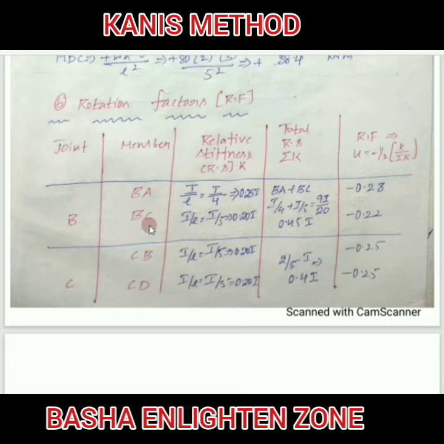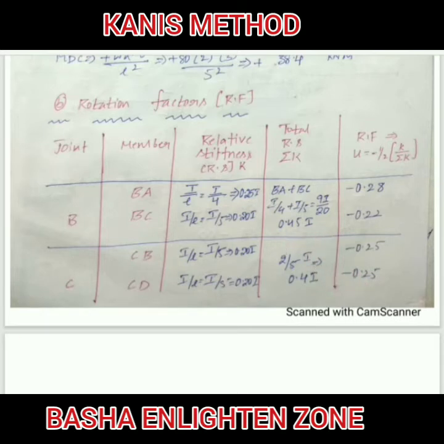Similarly, if I want to calculate BC, here I am taking the relative stiffness K equal to 0.20I and sigma K equal to 0.45I. Then you will get minus 0.22. Similarly, for joint C, K here will be 0.20 and sigma K equal to 0.4I. For calculating CD, 0.20 is the K and 0.4 is the sigma K. Then simplify in the calculator, and you will get these individual rotation factors.